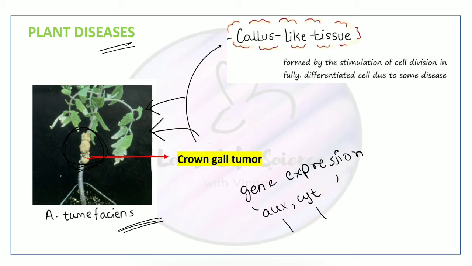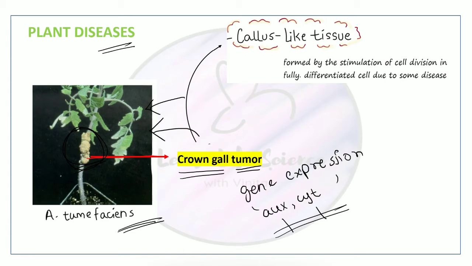So the mature cells are going to be induced by products like auxin and cytokinins, which are the products from the bacterial gene, the bacterial plasmid. What will happen? Due to auxin and cytokinin, the mature cells are going to divide rapidly and develop into a tumor. The disease is specifically called crown gall tumor.